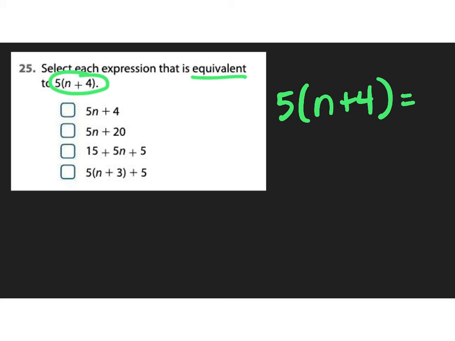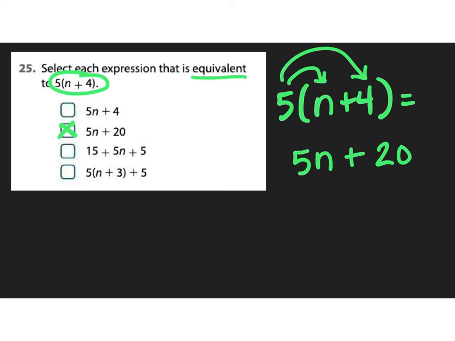One more example for you before you go off and try this on your own. Select each expression that is equivalent to 5 times the quantity n plus 4. When I look at 5 times the quantity n plus 4, I want to think to myself, what is the same as that? 5 times n is 5n, and 5 times 4 is 20. So do I see that in here? Yes. This one is the same.